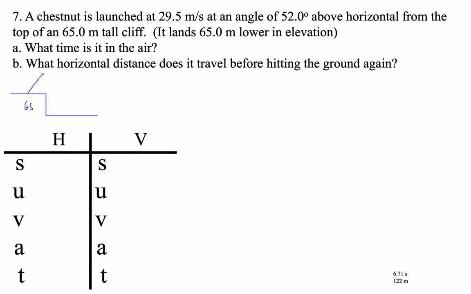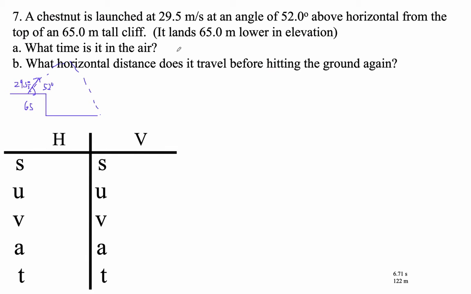So that's 52 degrees and 29.5. This thing is going to go up and then land lower, right? So I think the first thing I have to do is take this 29.5 meters per second and that 52 degrees and find those components, right?